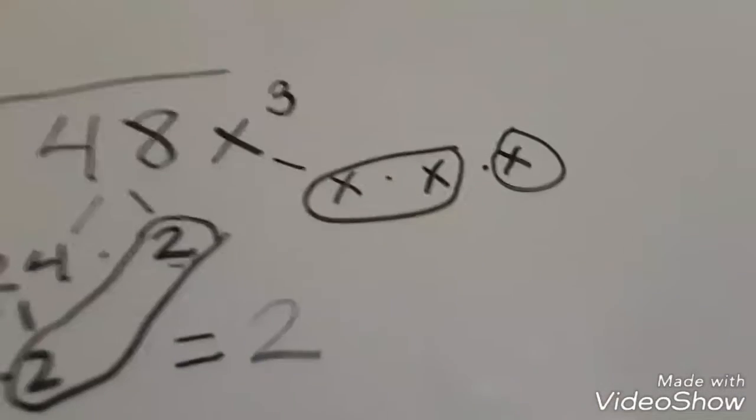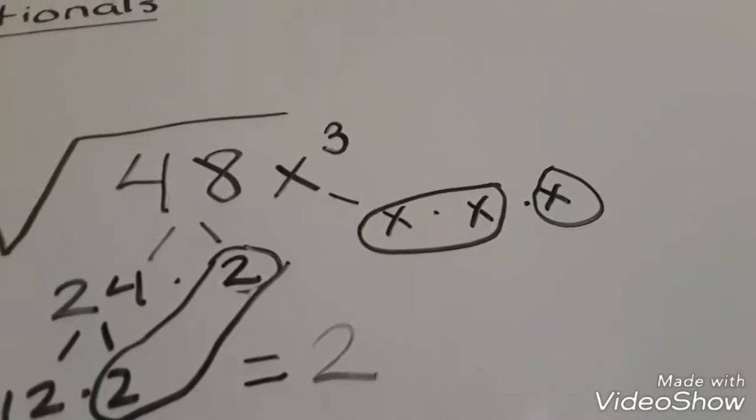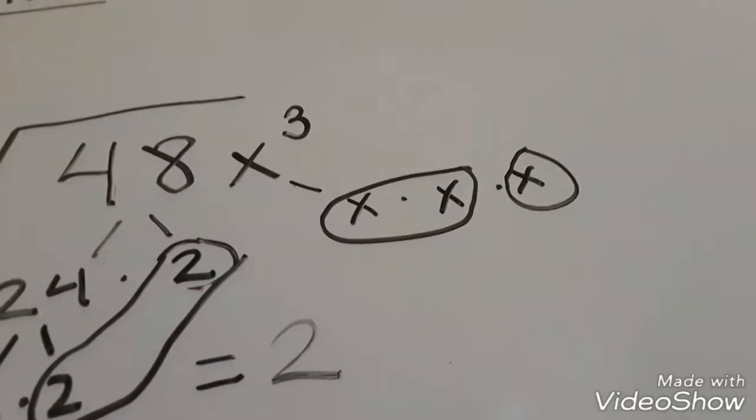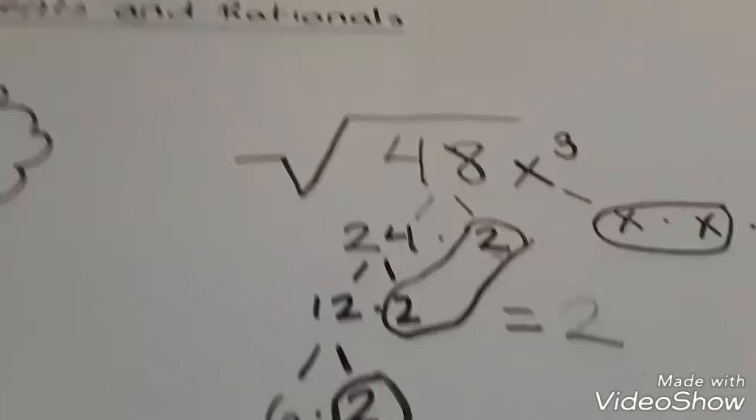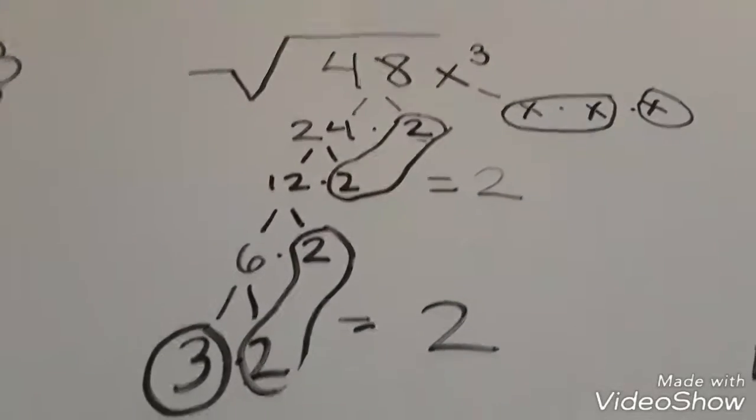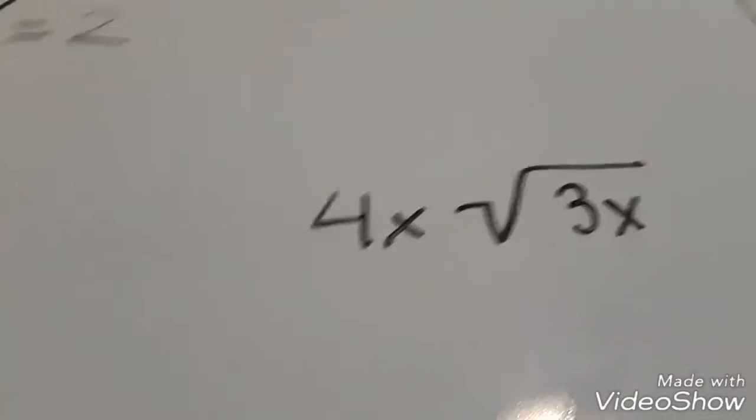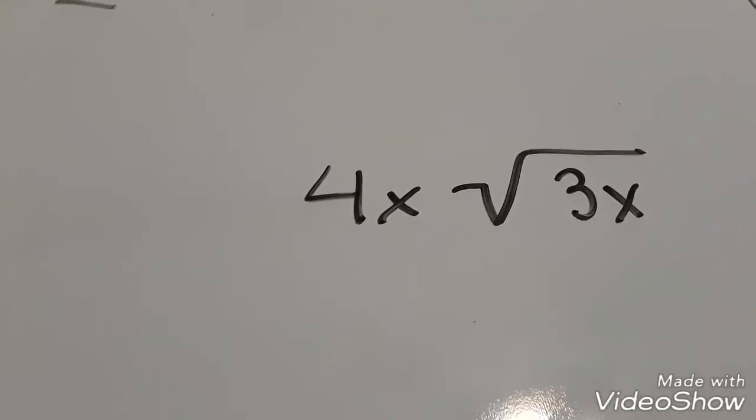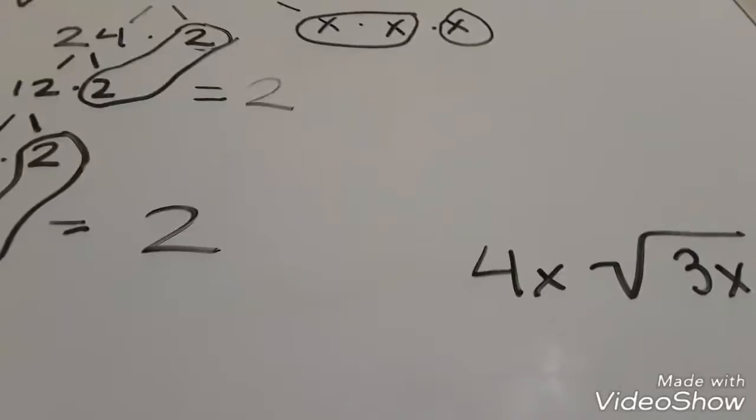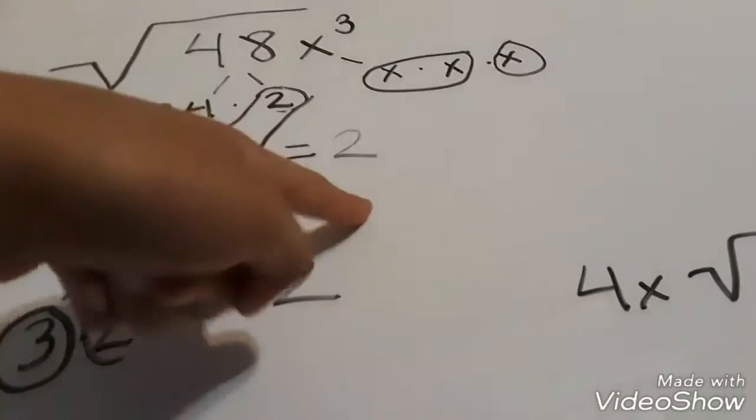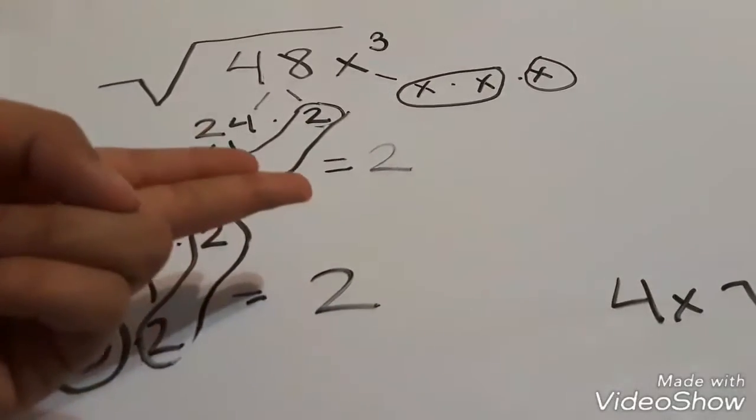Here I did the same thing, found a pair. And that x right there is just lonely, but it's the prime, so I'll have to keep it. Now I'm going to rewrite this, and what I get is 4x, the square root of 3x. The reason I got 4 is because I just multiply these two together.